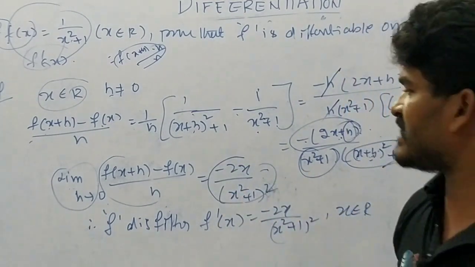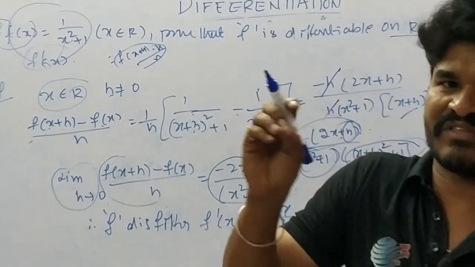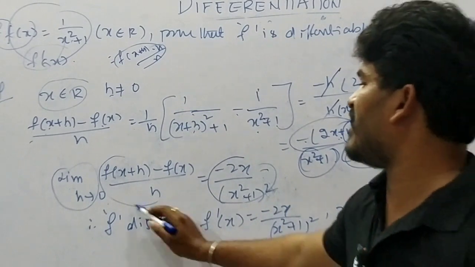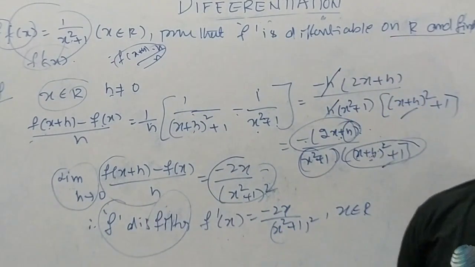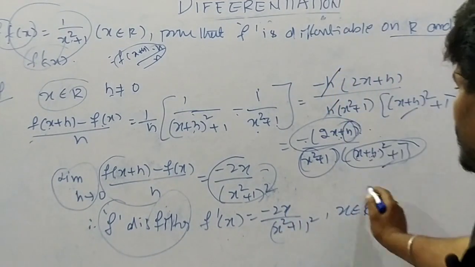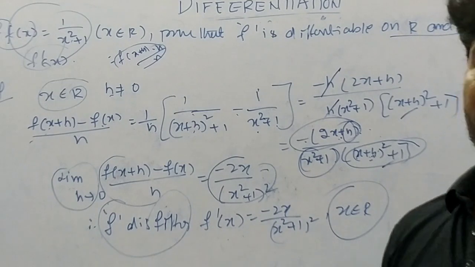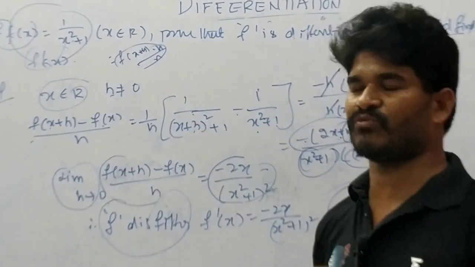Next, we have differentiated with respect to x, so f dash of x equals minus 2x divided by (x squared plus 1) whole squared, where x belongs to R. So this is one more example for differentiation. The next four examples will be discussed.